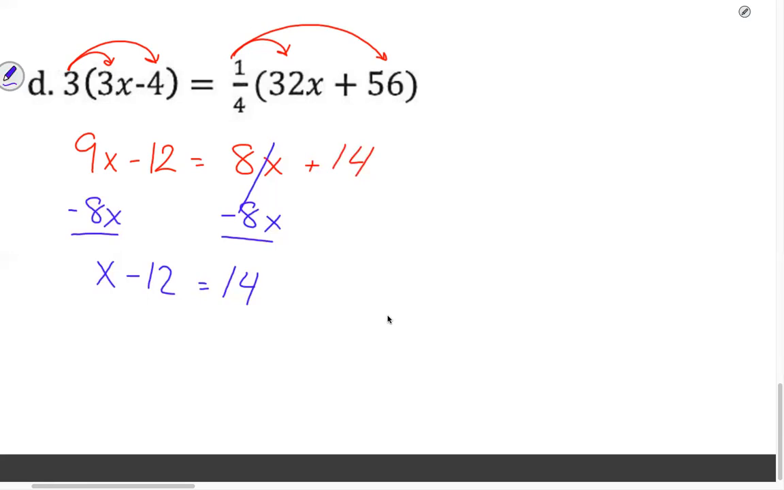Sometimes I do, sometimes I don't. I tend not to, because when I only have one of something, I just write that variable, because it is understood that there is a 1 out in front. And now I'm going to add 12. And this is going to give me my answer of 26.